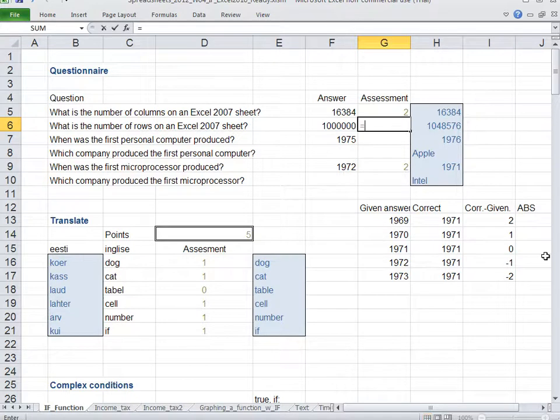And let's start assessing his answer. We write equals IF, parentheses begin. And now we want to check if he has the absolutely correct answer. We write H6 equals F6, so we check for correctness. And if it is correct, we write semicolon 2 and assess him with 2 points. Now, the next thing we're going to do is semicolon.